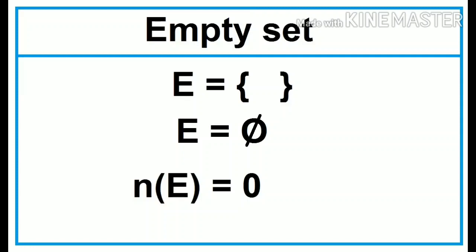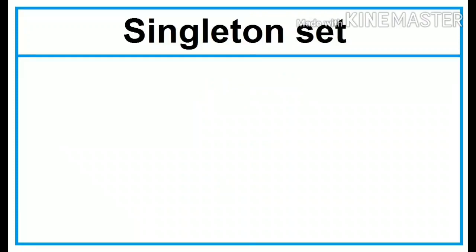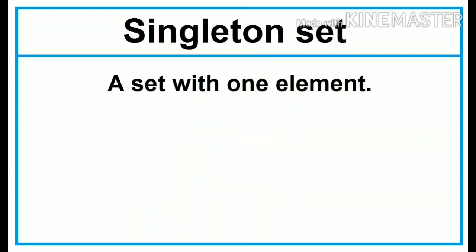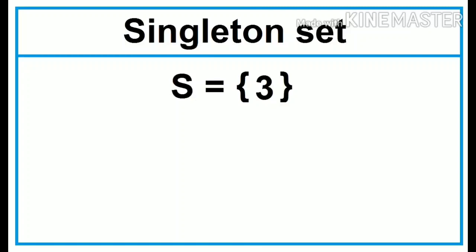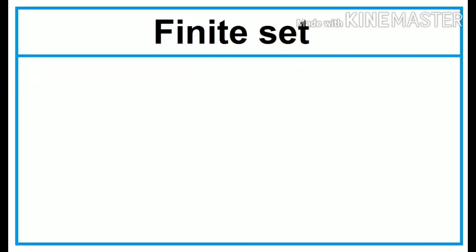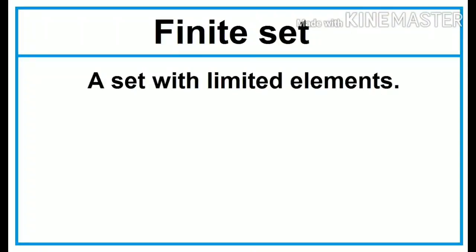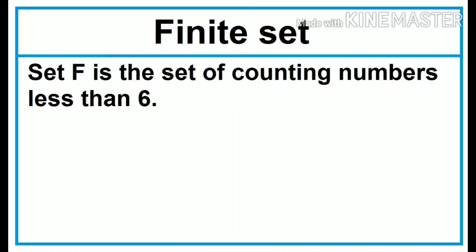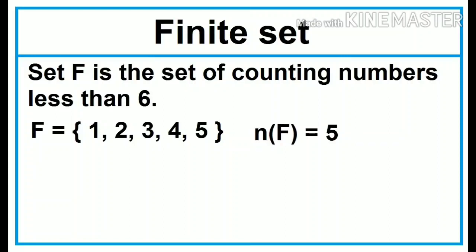Next one is singleton set. The set with one element is called a singleton set. Let's take an example. S is equal to {3}. Here the number of elements is 1. Finite set: a set with limited elements is called a finite set. Let's take an example. Set F is the set of counting numbers less than 6. So F is equal to {1, 2, 3, 4, 5}. Here the number of elements in set F is 5.